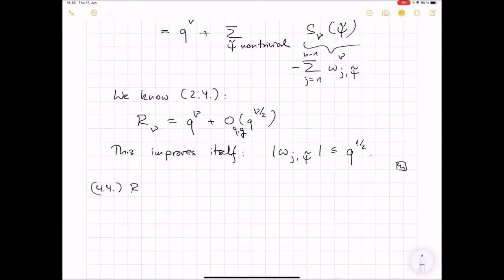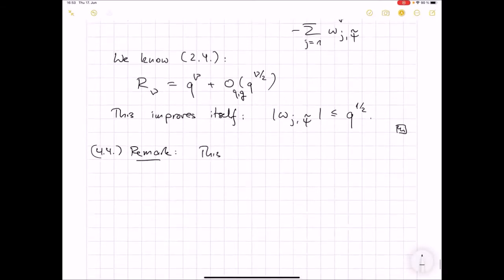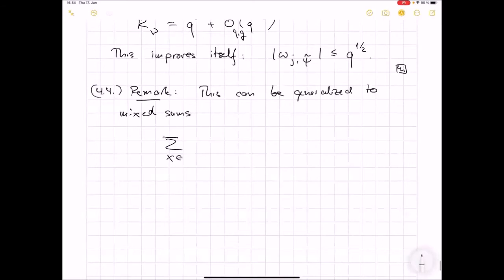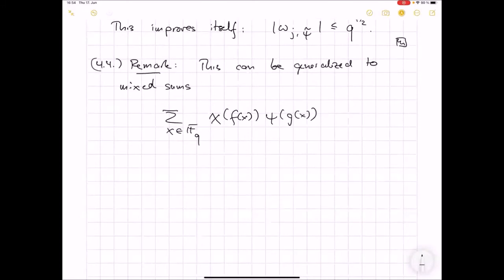Remark. This can be generalized to mixed sums, sum x in Fq, chi of f of x, psi of g of x, and in fact we can even allow f and g rational functions. We don't need to have polynomials. This requires a bit of extra work, but it's not so difficult.